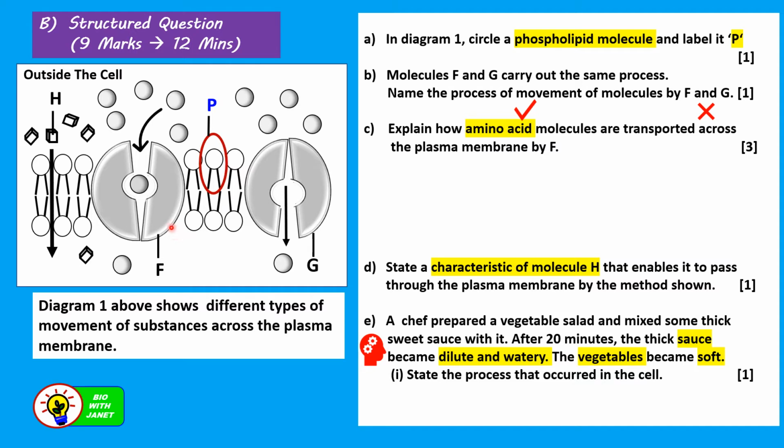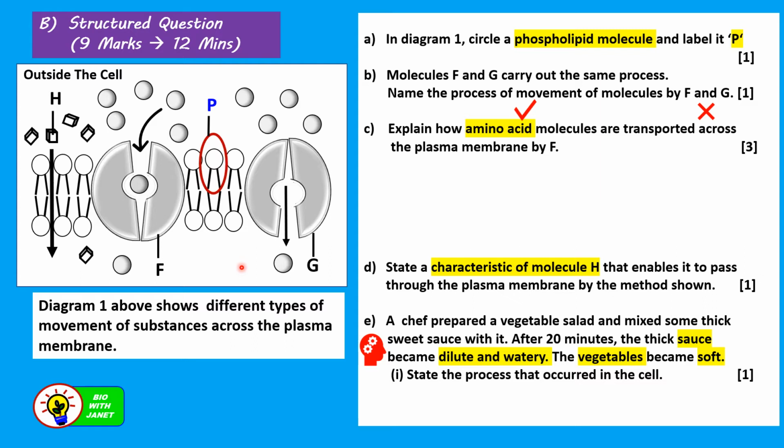So there is no ATP involved, right? If there is a symbol showing you that ATP is involved, then it is active transport. Okay, but there's no symbol showing the molecule ATP, right? On top of that, we can see a lot of these molecules outside. So the concentration of the molecules is higher outside the cell than inside the cell. And the carrier proteins F and G are transporting the molecules from region of higher concentration outside to region of lower concentration inside the cell. So it is a form of passive transport.